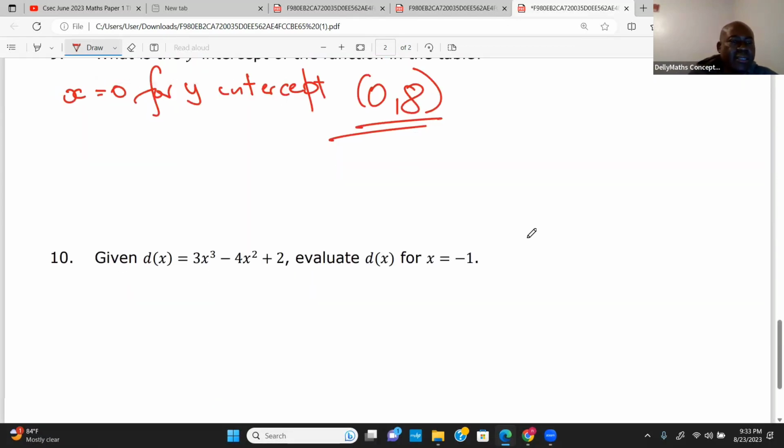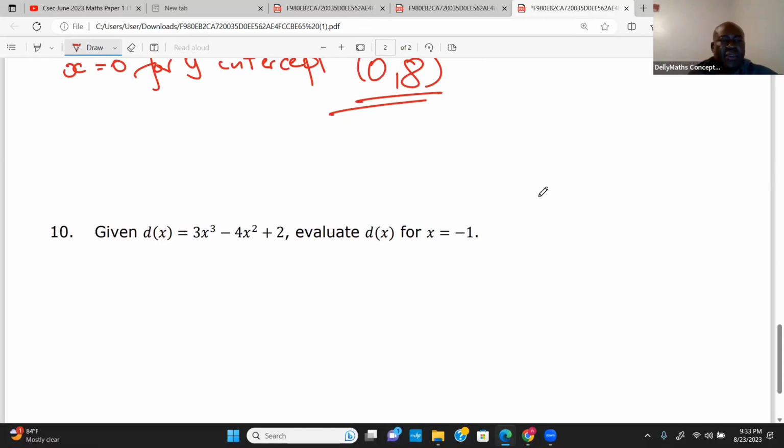Number 10, and final, it says, given d of x is equal to 3x cubed minus 4x squared plus 2, evaluate d of x for x equal to negative 1. Well, this is the same idea. This is the input, and this is another way of asking you to evaluate d of negative 1. So this is another way they could have written it. They could have said x is equal to negative 1. All you have to do is substitute the values for x there, which is negative 1, and then see what we get.